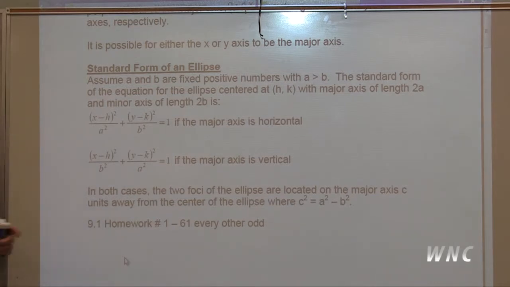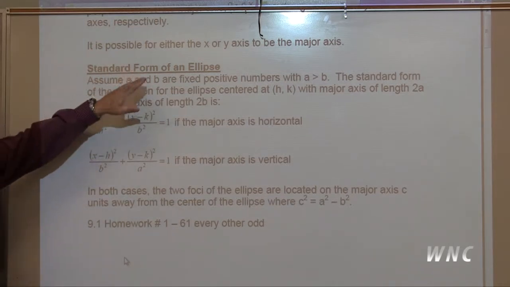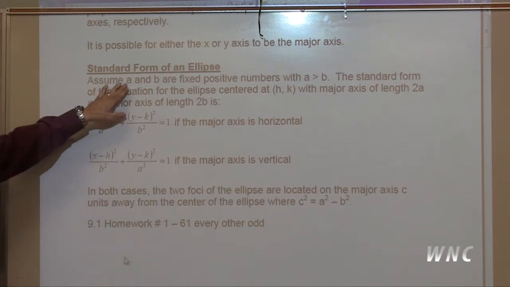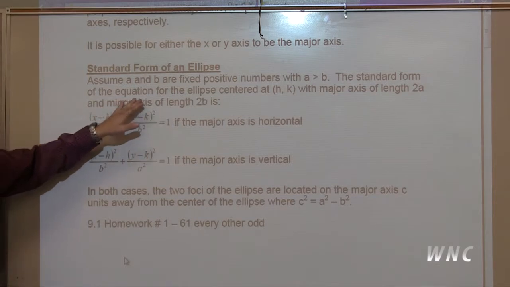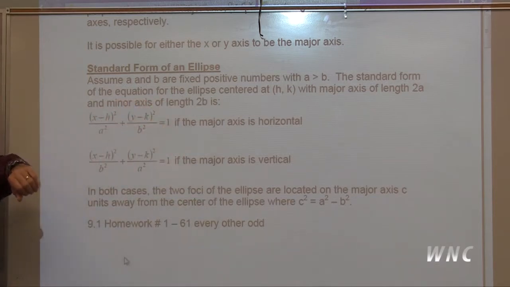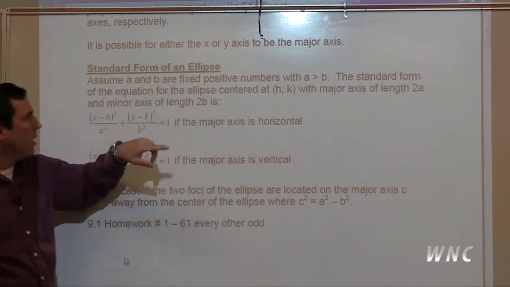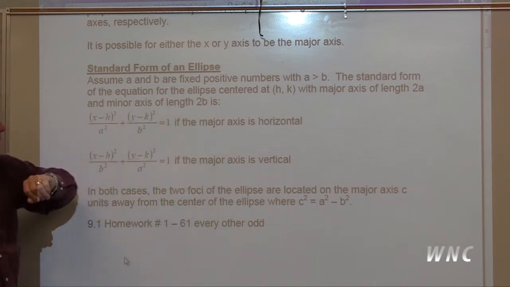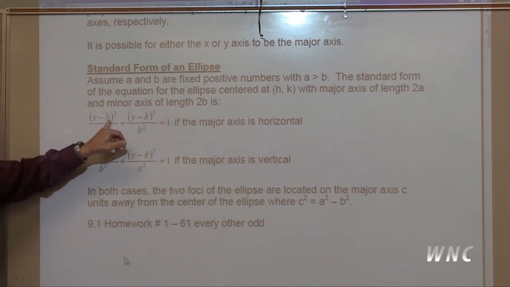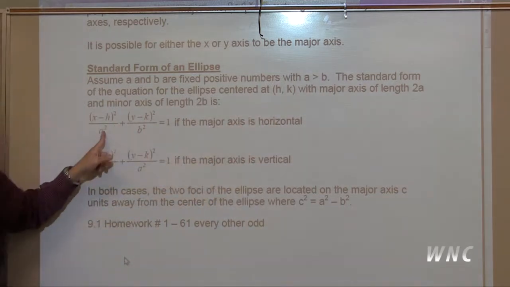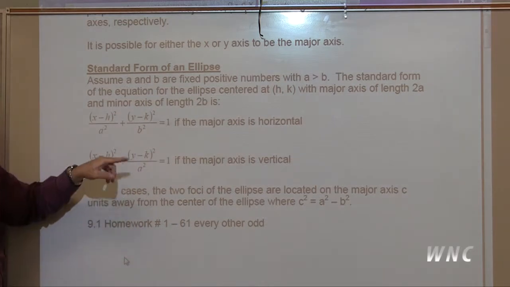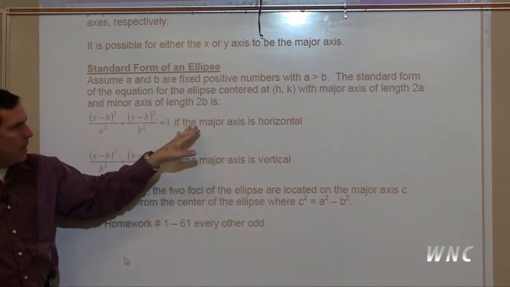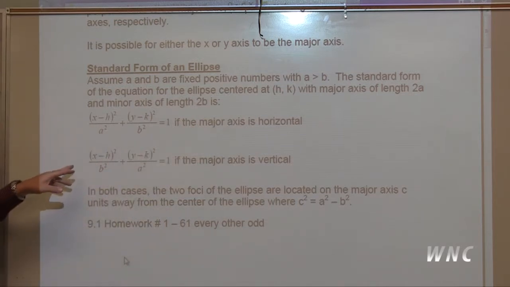Okay, a standard form of an ellipse. So we saw the one where it's centered at 0, 0. Here's a standard form. Assume a and b are fixed positive numbers where a is bigger than b. The standard form of the equation of an ellipse centered at (h, k) with major axis of length 2a and minor axis of length 2b is x minus h, where h is the x-coordinate, squared over a squared, plus y minus k, where k is the y-coordinate, squared over b squared. And that's if the major axis is horizontal.